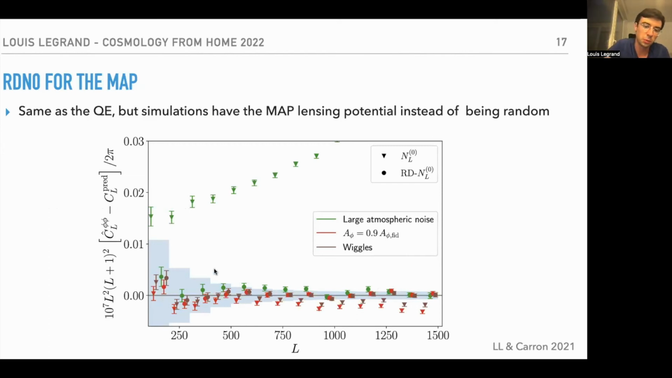And we show on this plot here that we can debias quite perfectly our spectrum. So here is the difference between the measured C5 and the predicted C5. If we debias with N0, the analytical expression, we get the green, the triangles here. So the green is for the largest atmospheric noise. These red points are for the lower lensing amplitude, and this brown is for smaller strange wiggles in the CMB lensing power spectrum. And so with N0, we are completely off. And with RDN0, we can get much closer to the cosmic variance, which is the blue curve here.